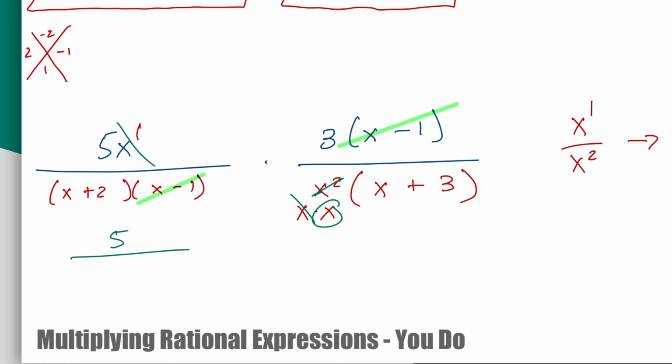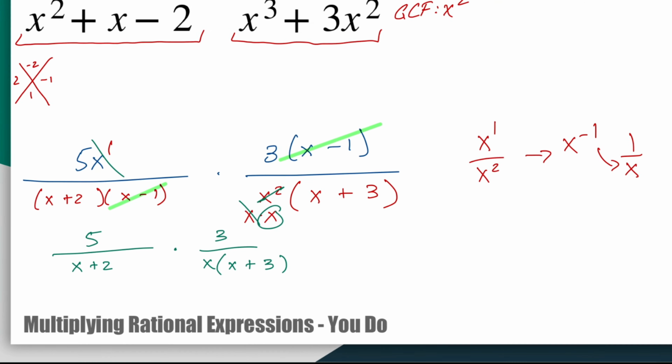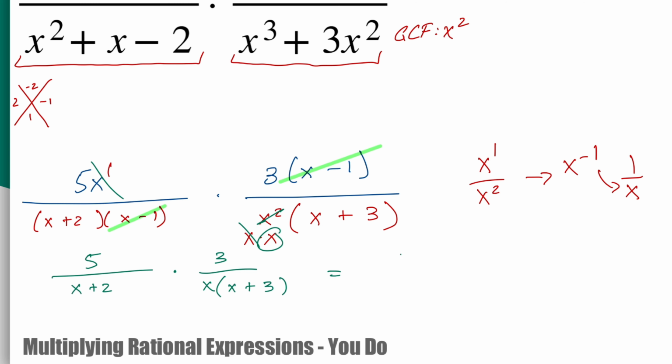We have 5 over x plus 2, times 3 over x times x plus 3, okay? Now we still have a lot going on here. So let's multiply these together, and we're going to get 15 over x times x plus 2 times x plus 3, okay? And we're going to leave it like this.